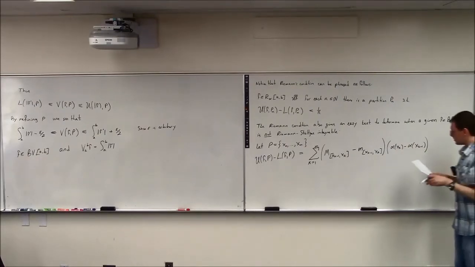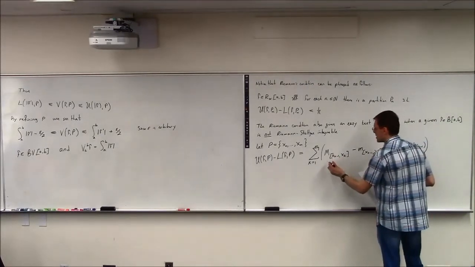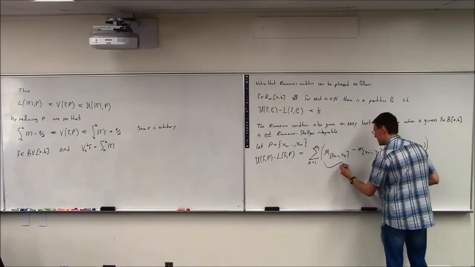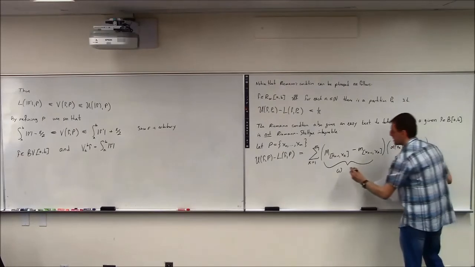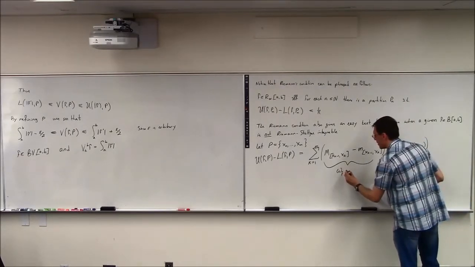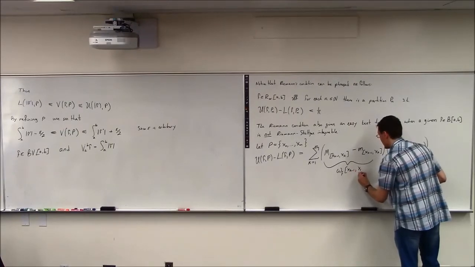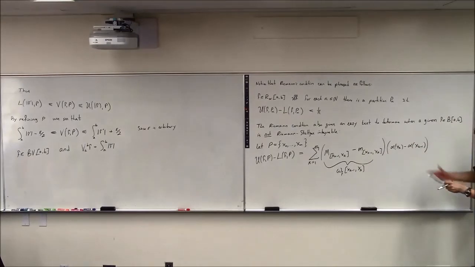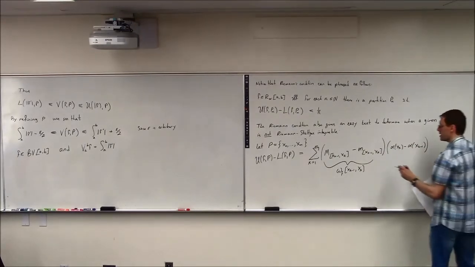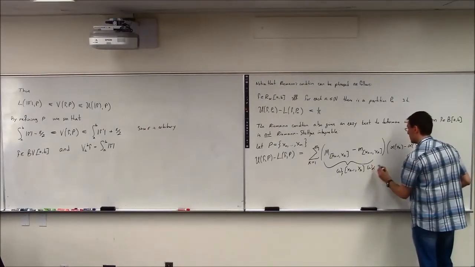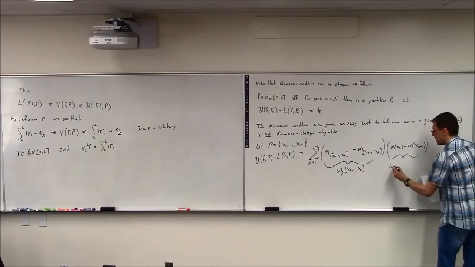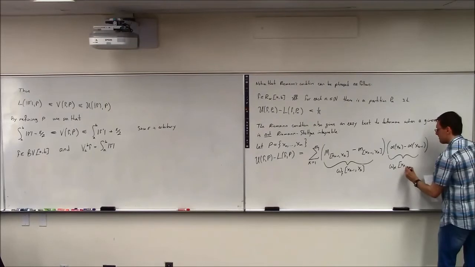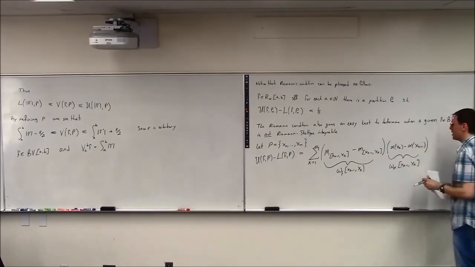Now, what is this? This is the same as the oscillation, right? It's the difference between the maximum value f can be and the minimum value it can be. This is the oscillation of f over the interval [xk-1, xk]. Now, since alpha is increasing, this is the maximum or supremum, this is the minimum, right? This is like the oscillation of alpha over the same interval.